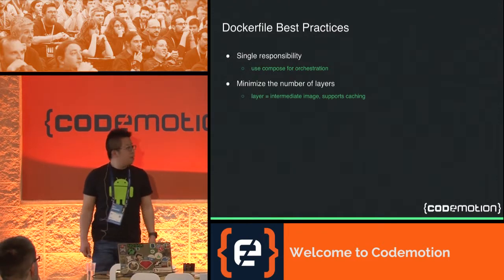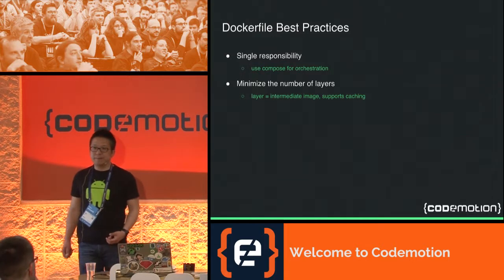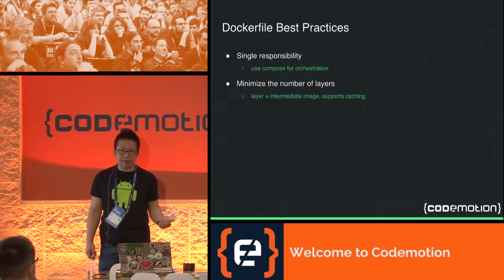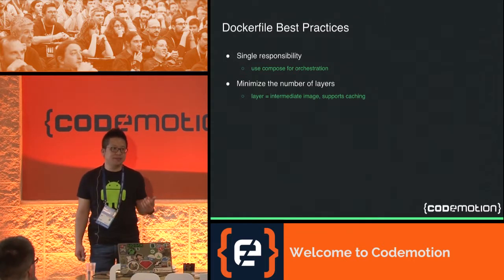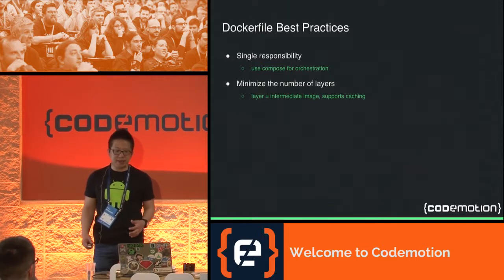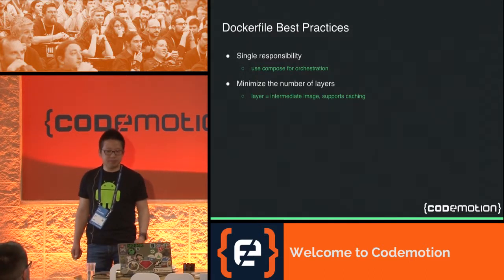And the second one is minimize the number of layers, because in a Dockerfile, each of the layers is actually an intermediate image. And if you keep the same thing and similar stuff within one layer, later it will save your time for caching the layer. So it will save your build time.